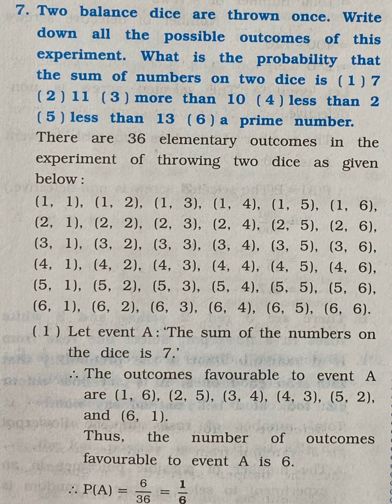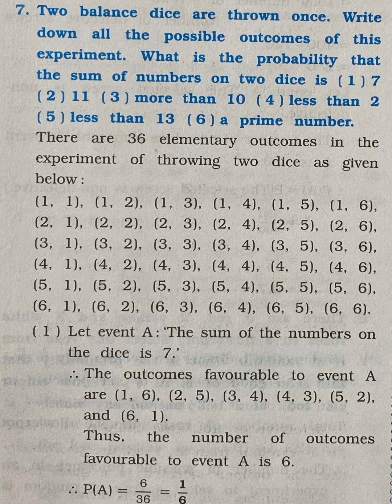So first of all, we are asked to write the outcomes. There are a total of 36 outcomes of the experiment of throwing two dice. It is possible that on the first die one may come and on the second die also one may come. So the first outcome is (1, 1). Similarly (2, 1), (3, 1). Like that, the 36 outcomes are given over here, you can see.